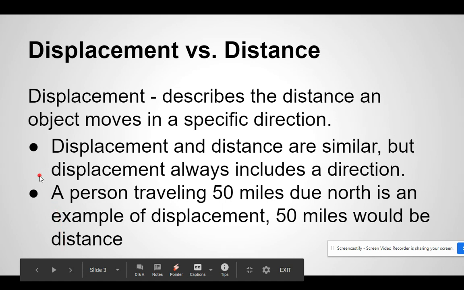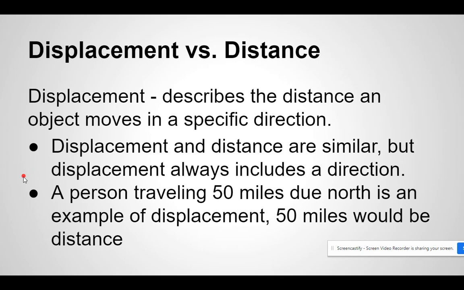So going along with scalar and vector, we have displacement. Displacement describes the distance an object moves in a specific direction. So we're looking at the point we started to the point we stopped. How far away are we from each other? It's a little different than thinking about distance. A, we have to include a direction when we talk about displacement. B, we are just looking from point A to point B.